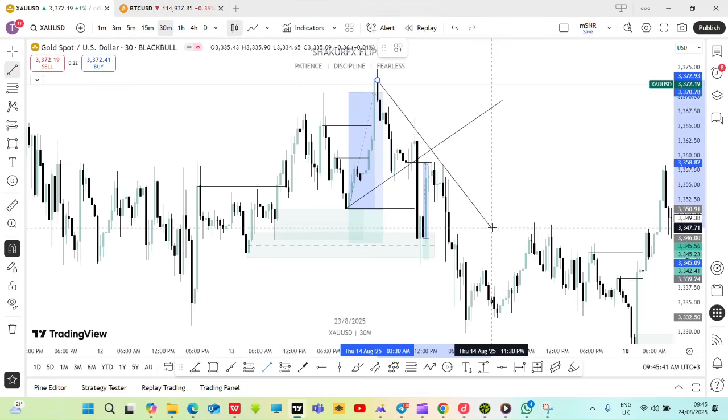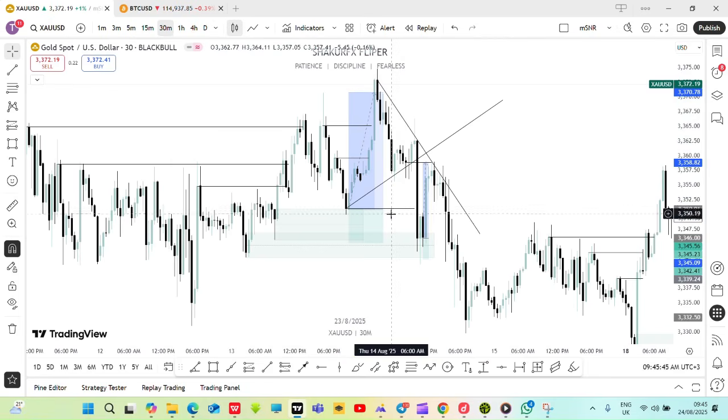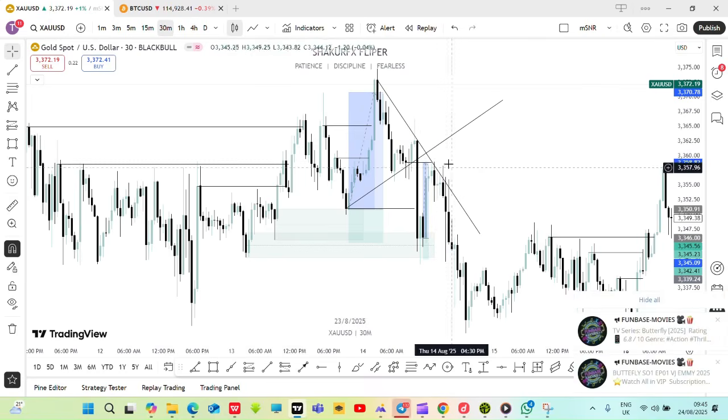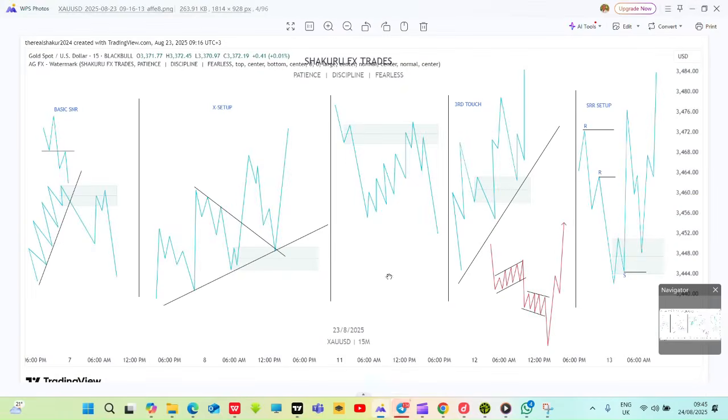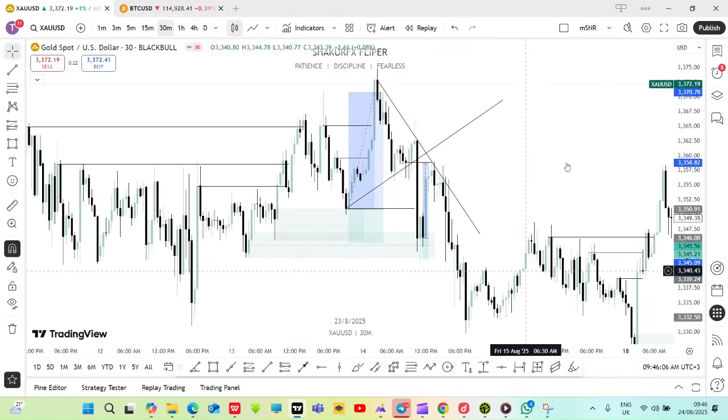Hope you remember this setup. You see it there? The X setup. Breakout, retest this one, and this is the zone we have right here. Did you get it? Yeah. This was the trend line course. If you don't remember it, I said practice this X setup. It's the exact same setup that was here.